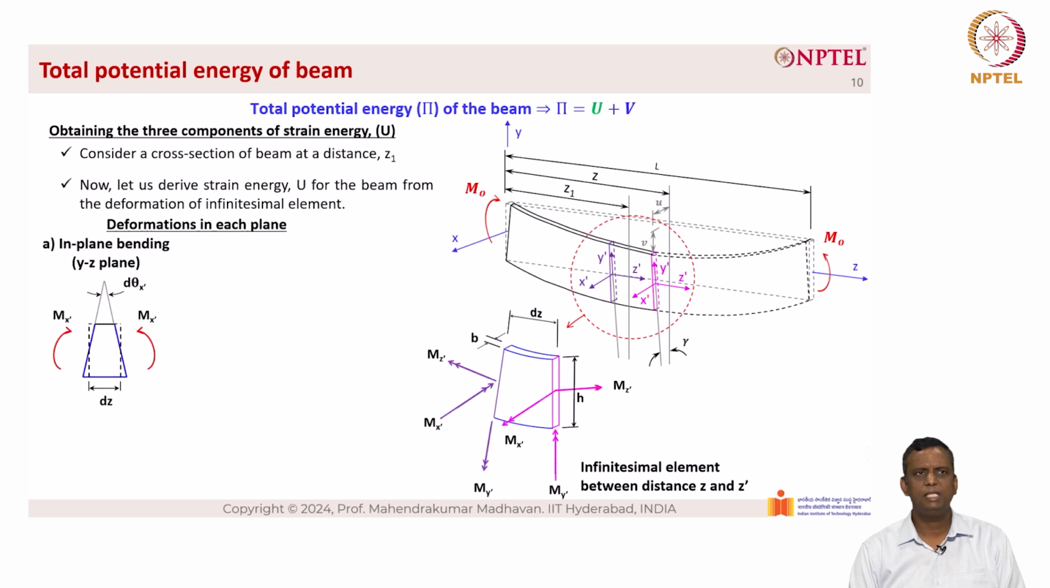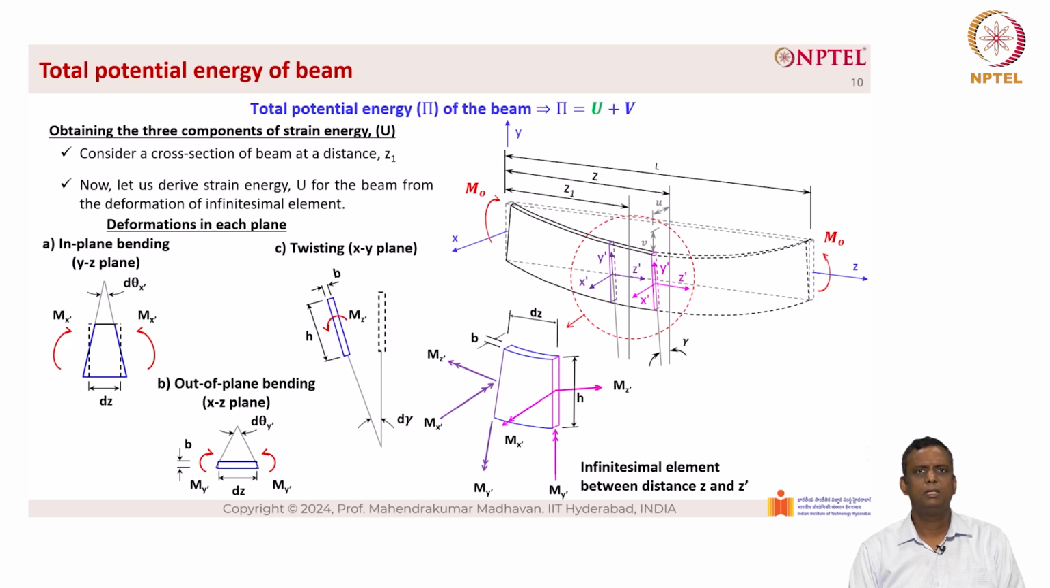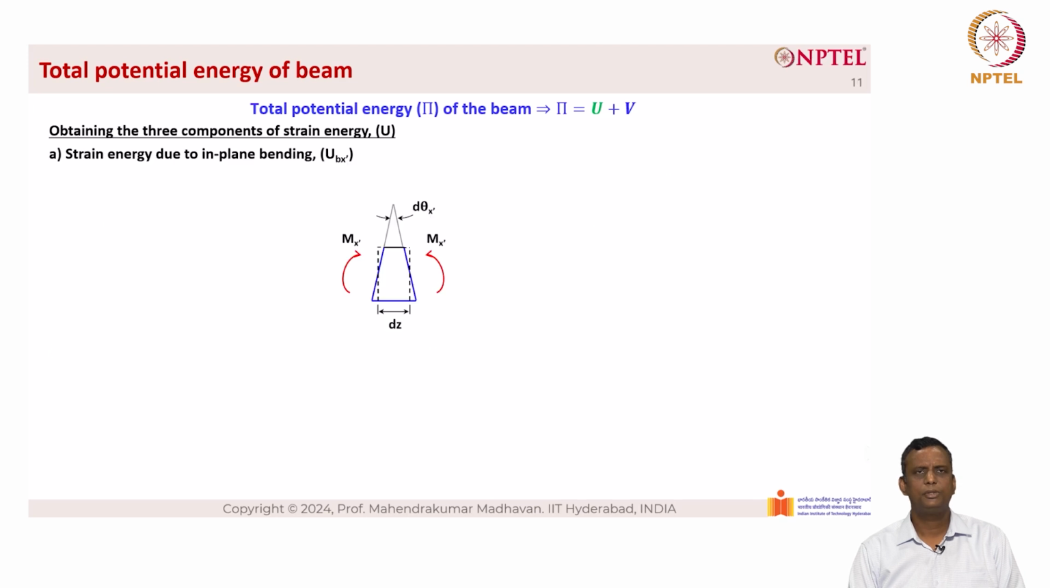So deformation in each plane: in plane bending in the yz plane is given here as d theta x dash, and the applied moment is mx dash. Out of plane bending in the xz plane, here it is d theta y dash due to moment my dash. Now twisting in the xy plane is due to moment mz. Strain energy due to in plane bending, u b x dash. The increment of external work dW external performed as a result of in plane bending is given as half into mx dash into d theta x dash.